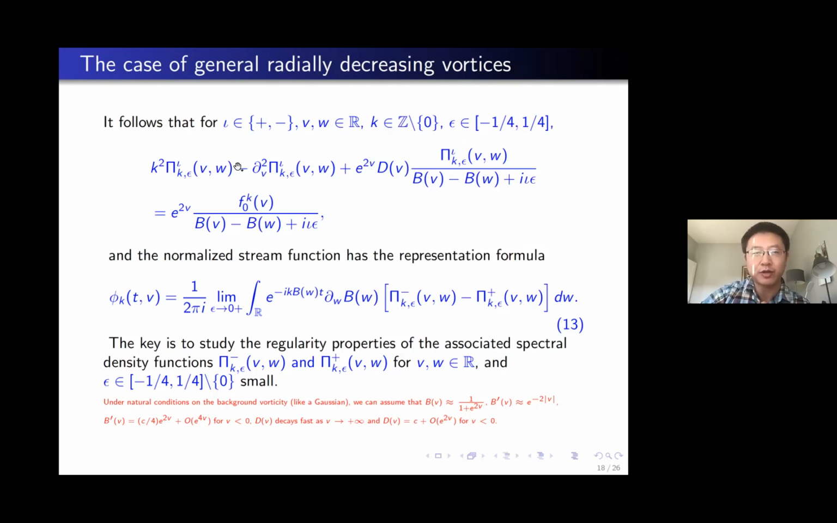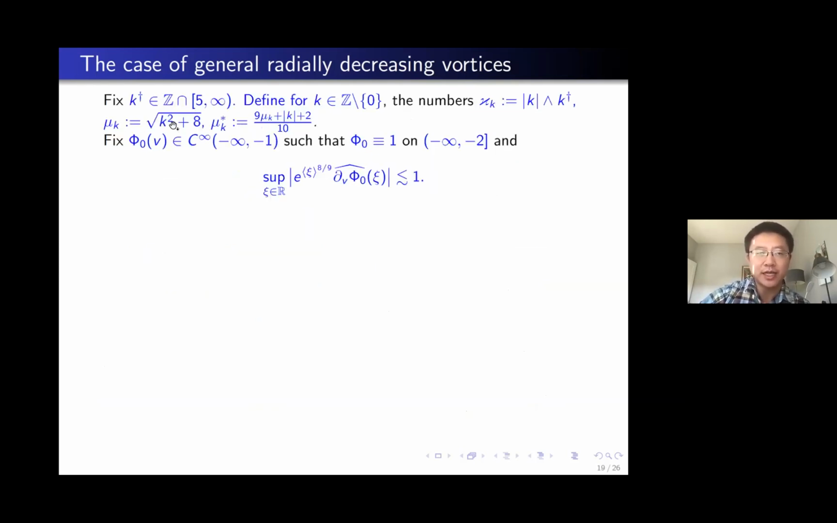Instead of k squared minus partial v squared, the main term would be k squared plus 8 minus partial v squared on a very long interval. So that's why you have this number. This is related to the so-called vorticity depletion phenomenon. And there's another number. This number is not very important. It's just chosen to be bigger than mu k, and then we choose this cutoff function.